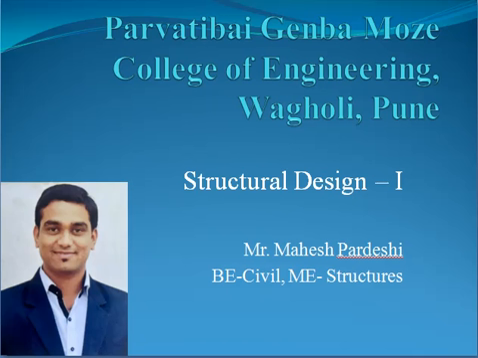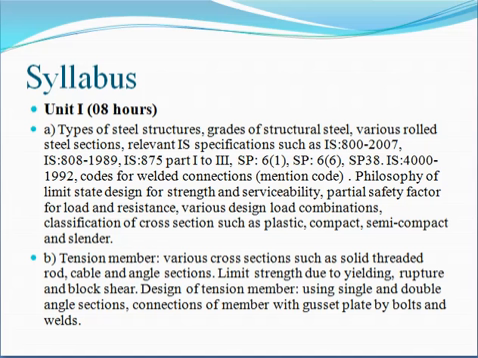Now let us discuss the syllabus. Unit number 1 is generally regarding the basic idea of structural design. In that, first we will see the types of steel structures, then grades of structural steel, various types of rolled steel sections, such as angle section, T section, I section, channel section, likewise. Then we will see the various clauses required for the design of steel structures, which are given in IS 800:2007.